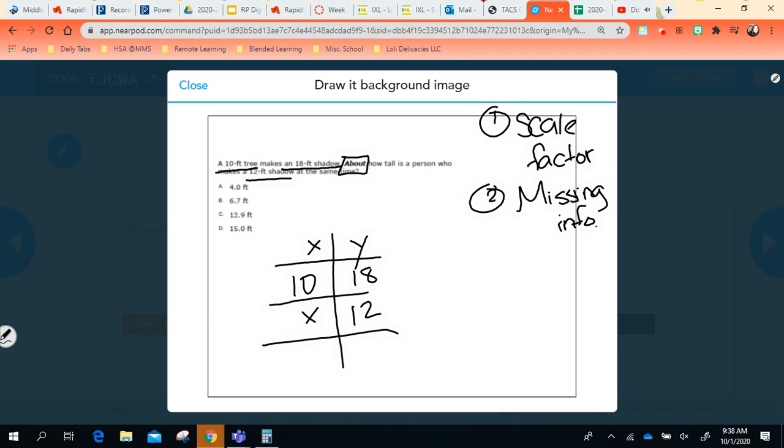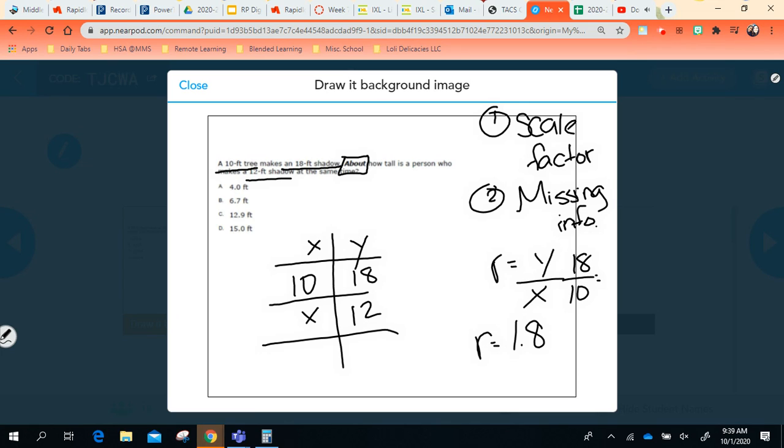Okay, so I'm gonna find my scale factor. How do I find my scale factor? Dividing, yes, I like it. We are taking y divided by x, which is what? Perfect. 18 divided by 10. Okay, hold on. If I'm doing 18 divided by 10, it should be a whole number point something. 1.8. Thank you. So my scale factor is 1.8.